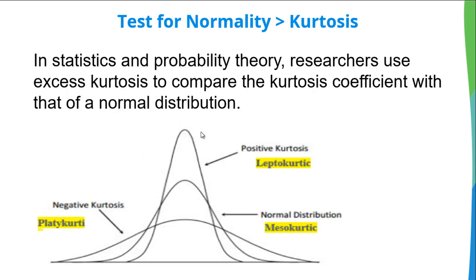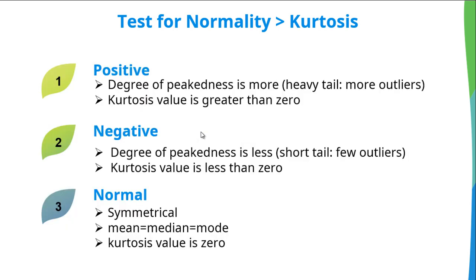All right. We also have what they call kurtosis. In statistics and probability theory, researchers use excess kurtosis to compare the kurtosis coefficient with that of a normal distribution. Sometimes we use this to check the test for normality. We have positive kurtosis, negative kurtosis, and normal distribution. Positive kurtosis has a greater degree of thickness, called fat tail, which has more outliers. The kurtosis value is greater than 0 at this point.